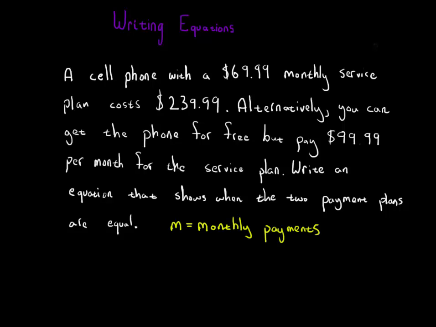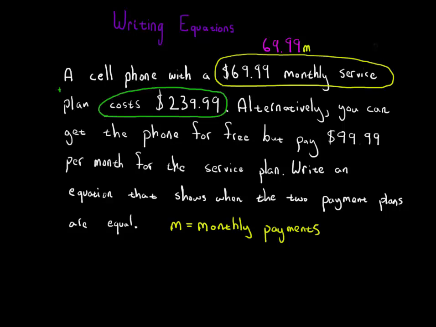In the first payment plan, we'll be paying $69.99 per month. On top of that monthly payment, we also need to pay an upfront one-time fee, $239.99. That's the information we need for Plan 1, so let's record it all together. $69.99 per month plus $239.99 one time. Alternatively, we can get the phone for free. That's a one-time payment of $0, but pay $99.99 per month.